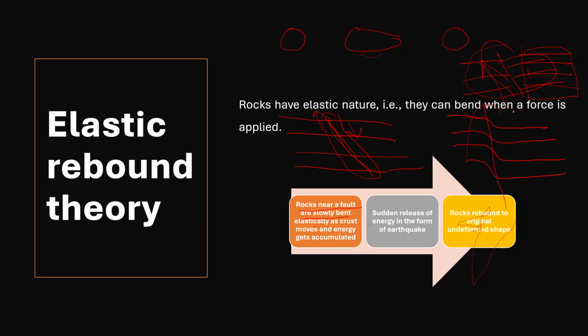But when you come to this fault line or this fracture area, that is when you understand that some movement has happened, and that the rocks had bent and then rebounded to their original shape. So this is the elastic rebound theory, which is an explanation for how earthquakes are generated. First stress is applied, then strain accumulates, and then a sudden release of energy happens, in the form of an earthquake. That is how an earthquake is generated.